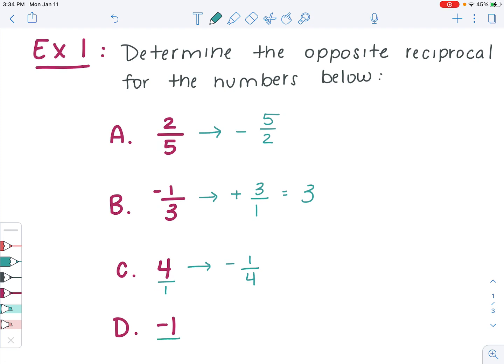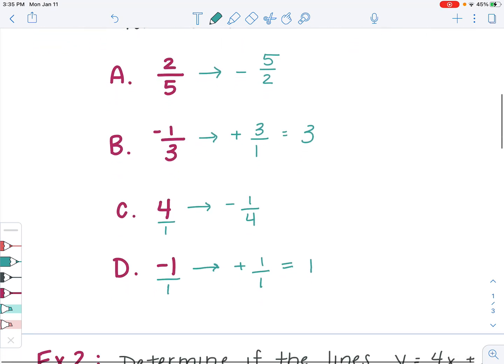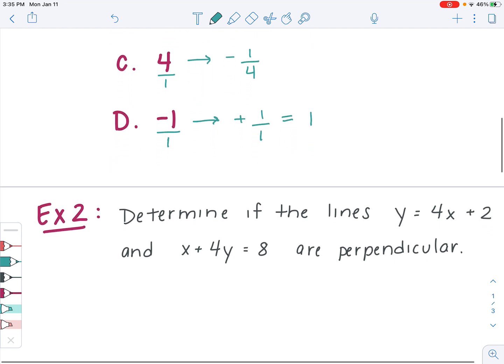Same thing for negative 1. I'm going to put a 1 in my denominator. When I flip it, it's going to become positive 1/1, which can be simplified to be just 1. So opposite reciprocal just means you're taking the slope that you already have, changing the sign, and then flipping the number over.